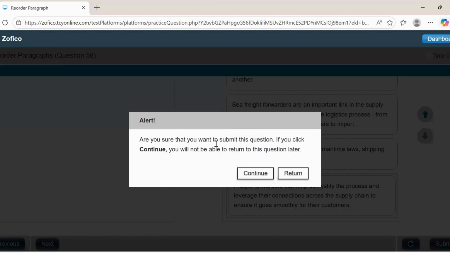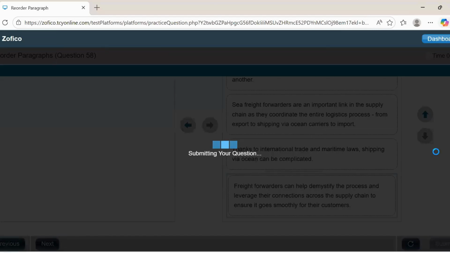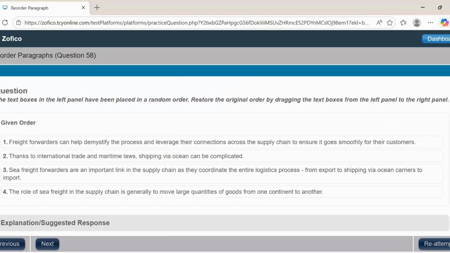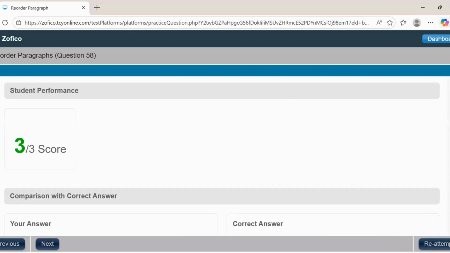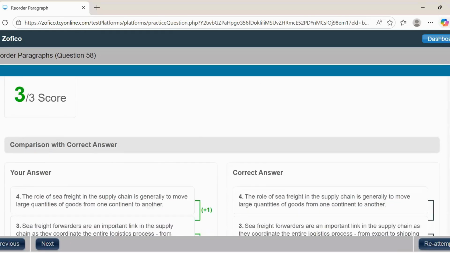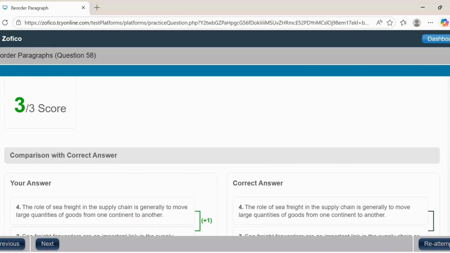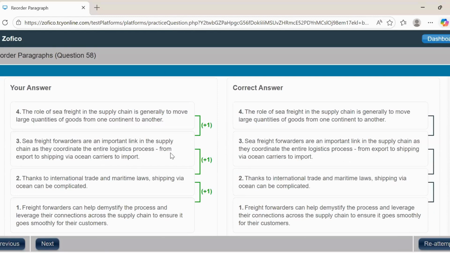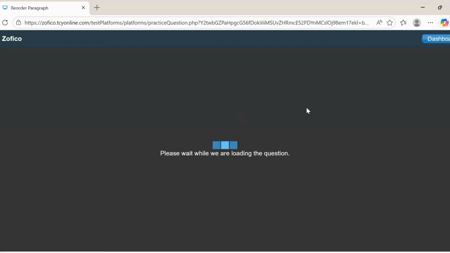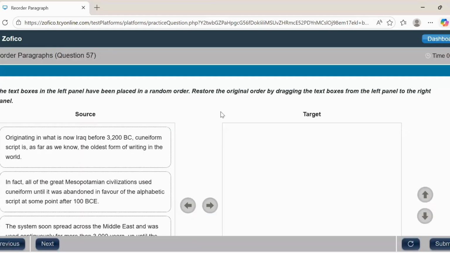Okay, let's submit it. The good thing about this question is that you will get scores in pairs. See, we got 3 out of 3. If one pair is right, if this pair was right or this pair was right, you will get 1 score for each pair. If this is wrong, but this pair is right, this sequence was right, so you will get 1 score for that. Okay? All right.